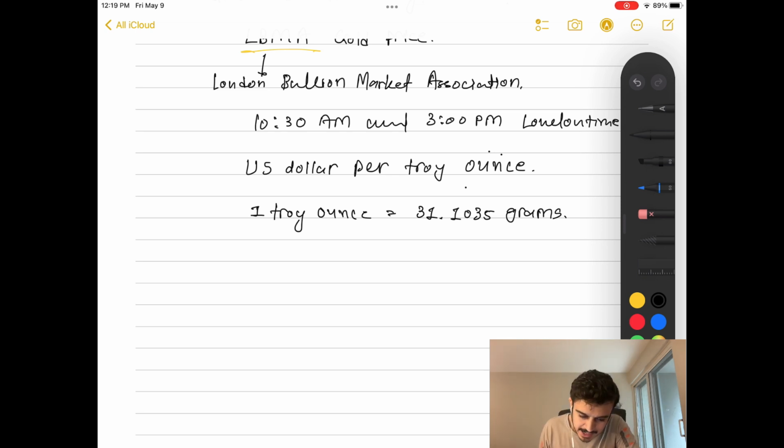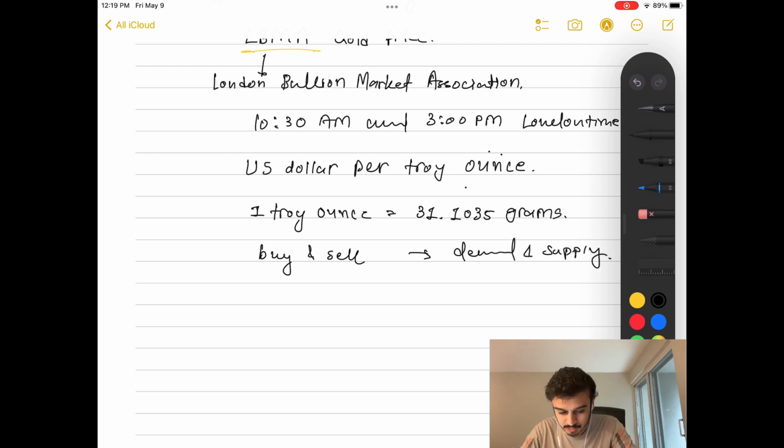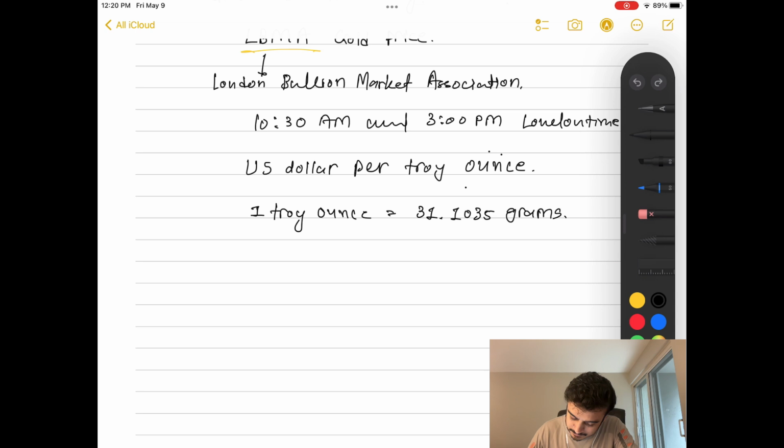Now, they match buy and sell orders until a price is found that balances the demand and supply. This is known as the spot price.